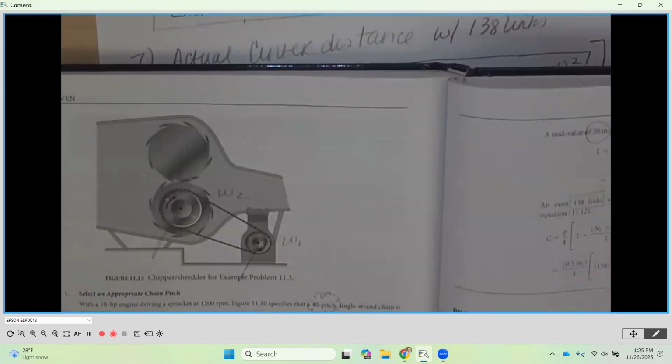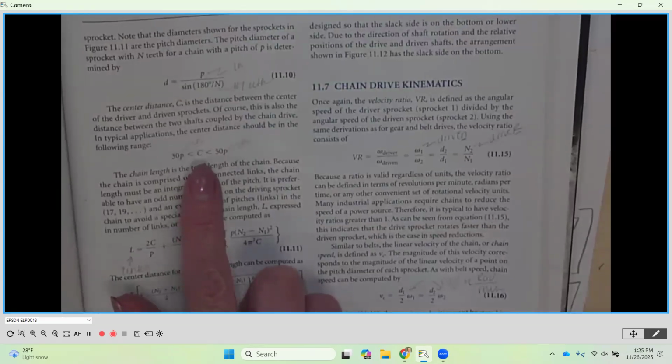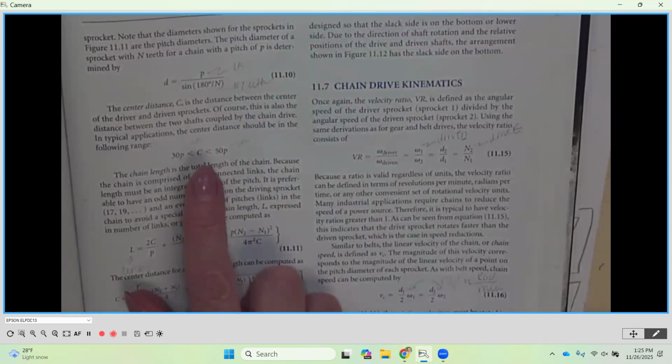So for angle of contact, we go back to our equations on page 311. Angle of contact is going to be this equation right here. That's going to be in degrees. And then once you calculate your center distance, make sure you have a statement of whether it falls within the range calculated here based on the pitches of those side plates.